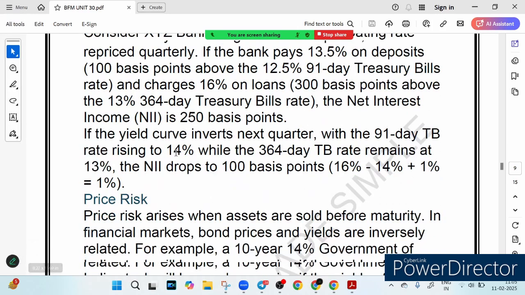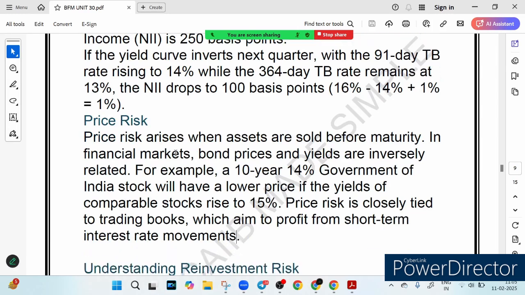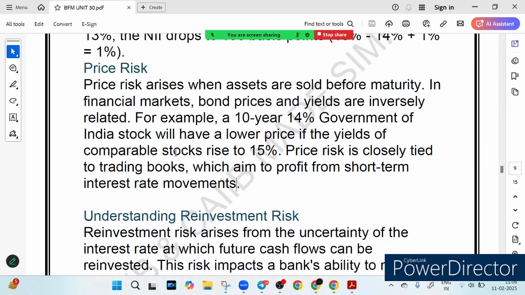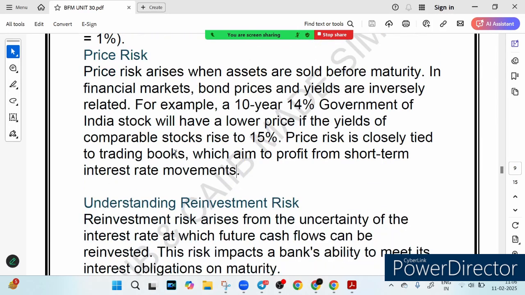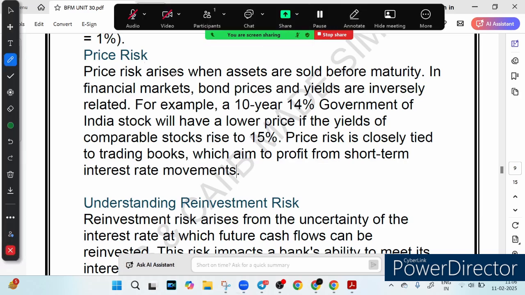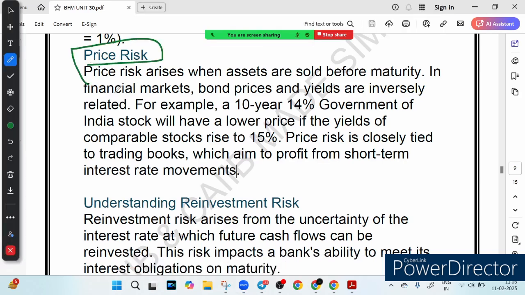So we have talked about basis risk, we have talked about net interest position risk, we have talked about embedded option risk, then we have talked about the yield curve risk. Now the next type we have is the price risk. So let's understand what this price risk is all about.